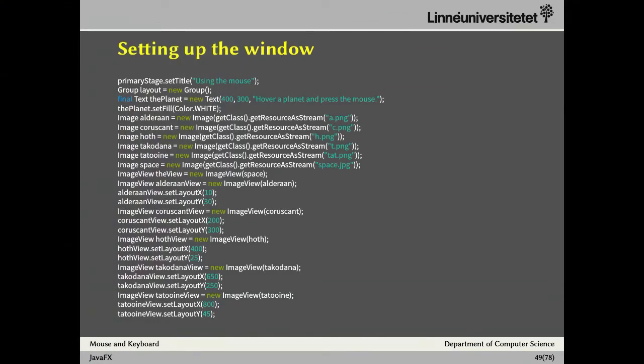Setting up this window is something like this. We create a text which will be displayed in the middle, a text at a specific coordinate. And then we have a lot of images. And we have the image views, and with this setLayoutX, setLayoutY, we position the planets onto the beautiful backdrop. So what this does is just put everything onto the screen.